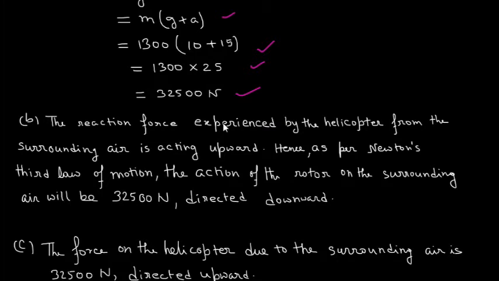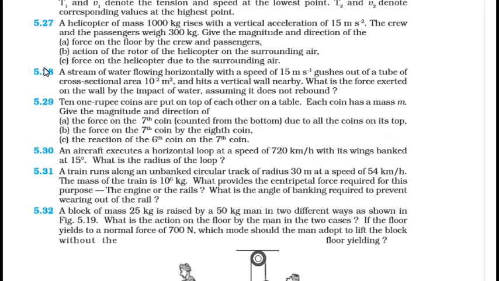32500 Newton. So now we'll do question 5.28. A stream of water flows horizontally with a velocity of 15 meter per second.